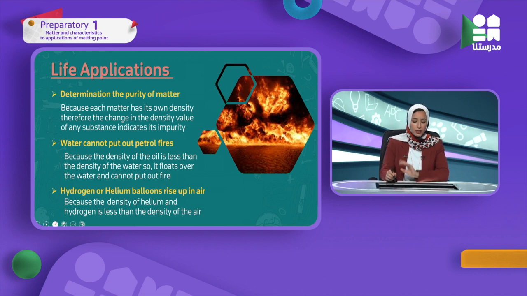So from here we learned that if there is a fire caused by petrol, we never use water to put it out. Why? Because if you put water, the oil will go floating on top of the water. So the fire is still there. We haven't solved it. Okay, let's move to the third application.